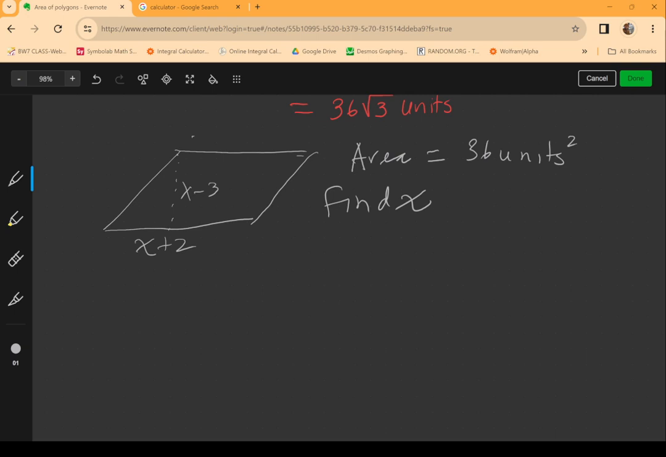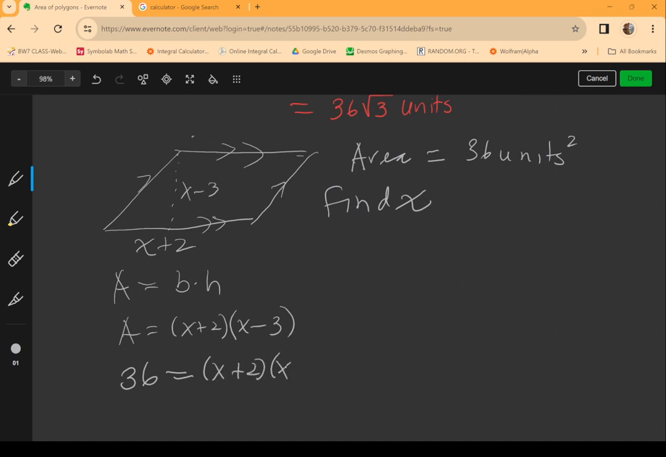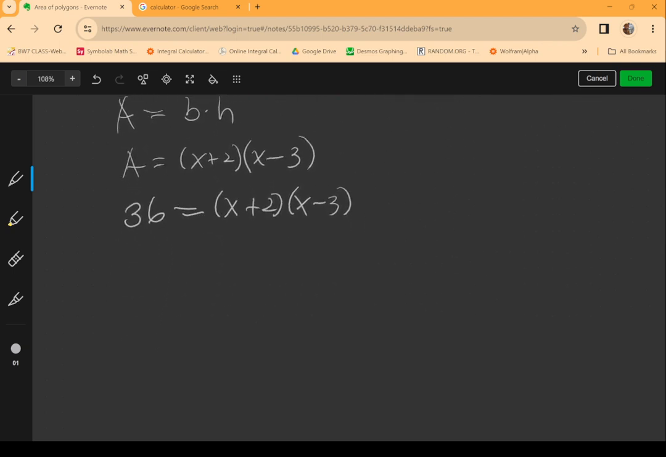Okay. All right. So the area is 36, but the area is also, since it is a parallelogram, the base times the height. In this case, the base is x plus 2. The height is x minus 3. All right, and then here let's do one more substitution. I know the area, so 36 equals x plus 2 times x minus 3. Okay, so now I have an algebraic equation here that I can work with.